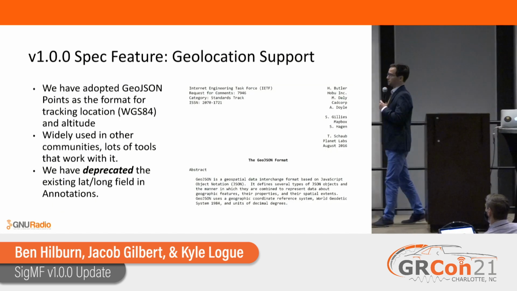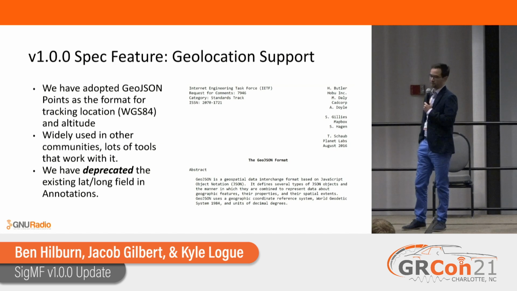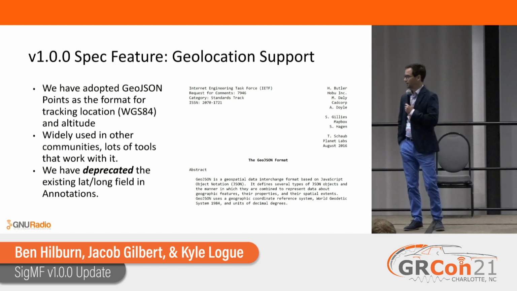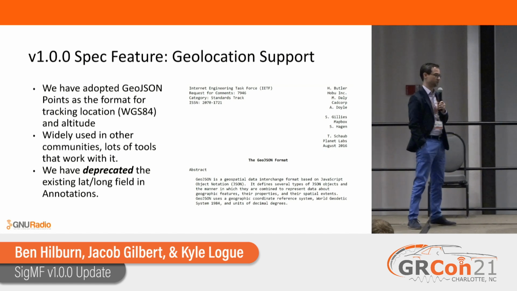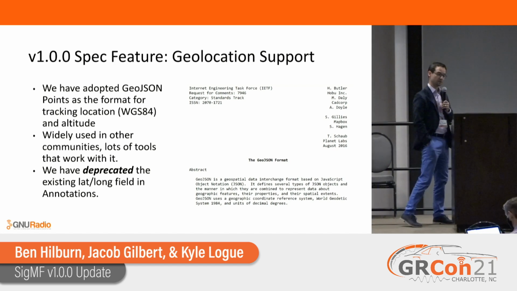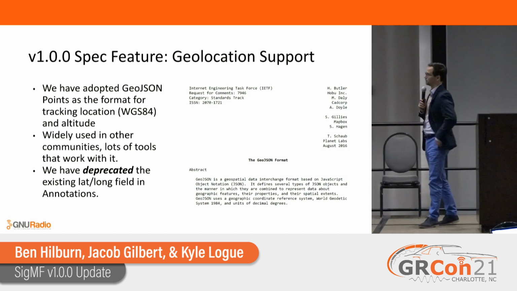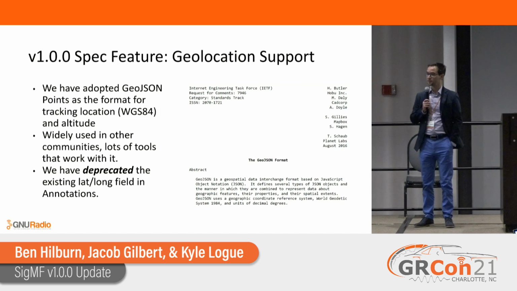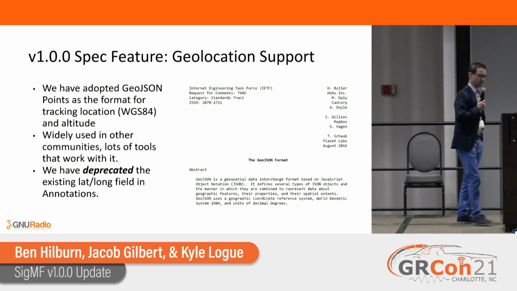The next one, geolocation support. We previously had WGS84 based support, but we kind of hacked geo support into the annotations part of SigMF. I think hacked is the right word. That is now deprecated. So we have adopted GeoJSON, which is widely used in other communities, and so it has lots and lots of tools that support it, which are very cool. It is also in line with general SigMF goals of using widespread successful standards from elsewhere. So this happens to be an IETF RFC.